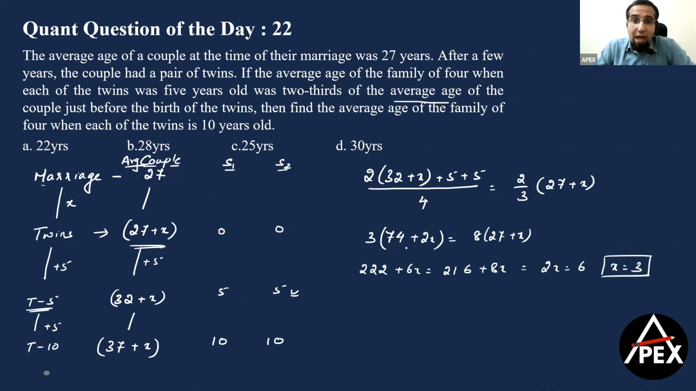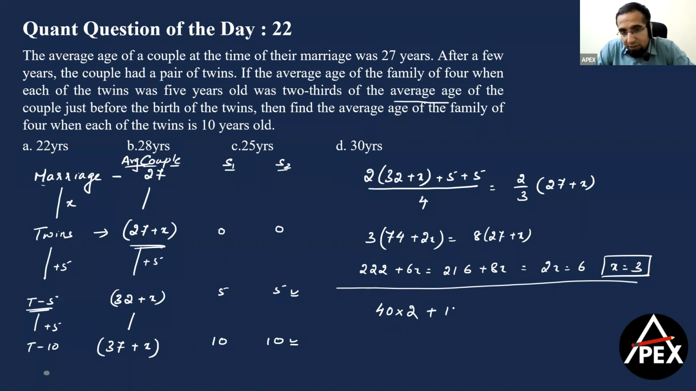Now the question is asking you the average age at this time. So sum total: now, if x is equal to 3, 37 plus 3 is 40. 40 into 2, average into number of terms is sum total, plus 10, that is 100. 100 divided by 4, and your answer becomes 25, and therefore 25 is going to be the correct answer.